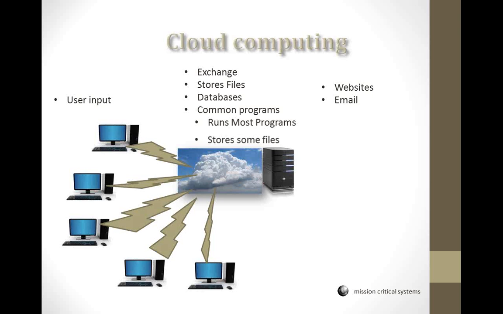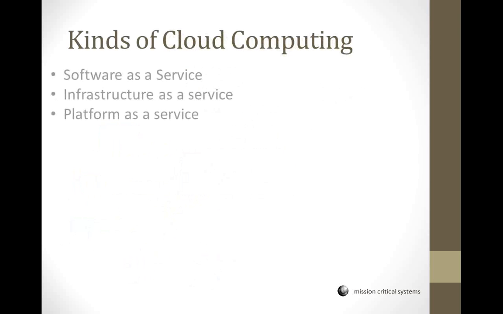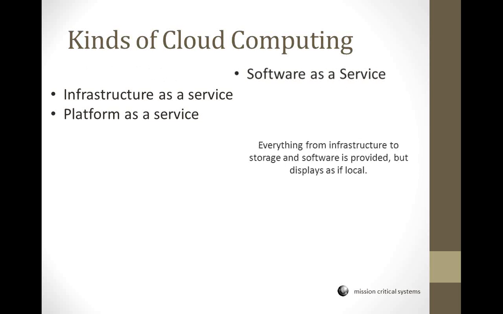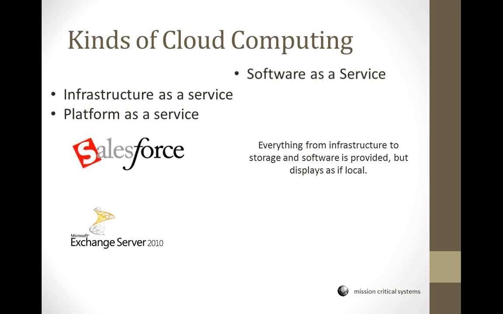That's cloud computing. Now, there are different kinds of cloud computing, and we'll get into three different types. The first one is software as a service. In software as a service, everything from the infrastructure to the storage to the software is provided, but it displays locally. So you're going to connect to this through Internet Explorer usually, and then interact with the software and with the data by using Internet Explorer only. You don't have to have anything installed special on your computer to run it.